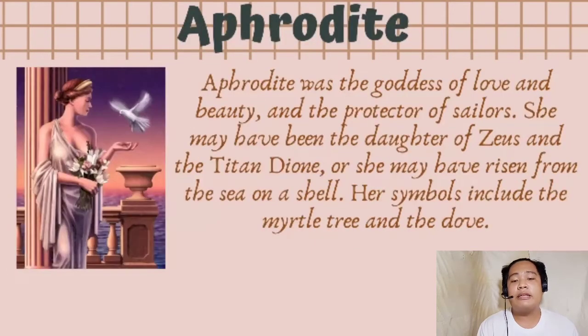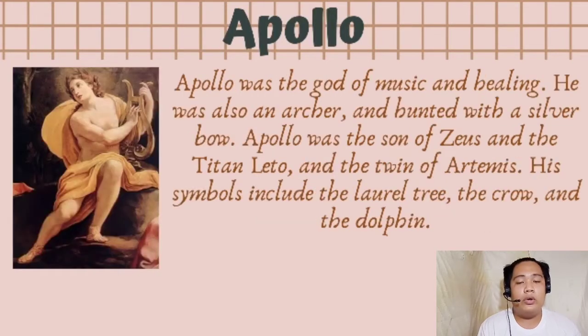Number 5 is Aphrodite. Aphrodite was the goddess of love and beauty and the protector of sailors. Her Roman name is Venus. She may have been the daughter of Zeus and the Titan Dione, or she may have risen from the sea on a shell. Her symbols include the myrtle tree and the dove. So that is Aphrodite.